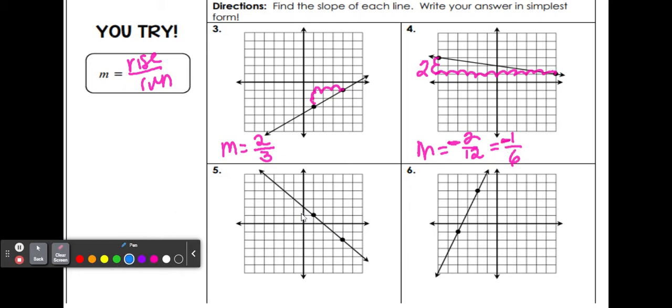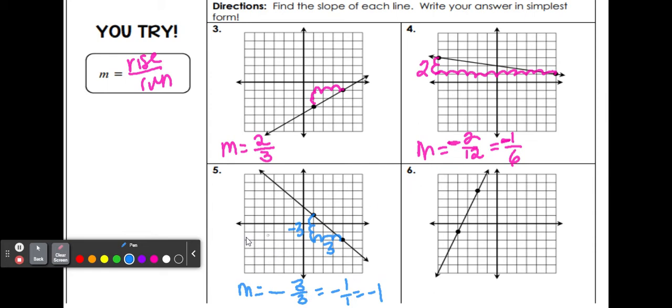All right, let's look at number 5. So this is also a negative slope. It goes down to the right. So I'm going to go 1, 2, 3, and 1, 2, 3 to the right. So this is a -3/3, which is a -1 slope. So the slope of this line is -1.